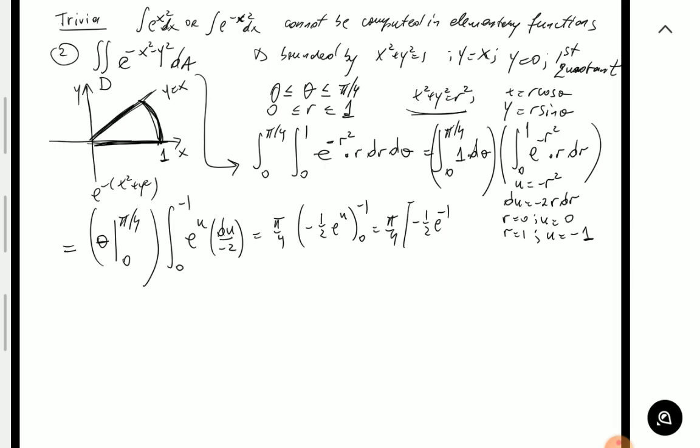And then we'll plug in 0. Minus becomes plus, right? Minus 1/2, so plus 1/2. Okay, so if I pull 1/2 out, it becomes pi over 8, and then 1 minus 1 over e. And that's the answer.